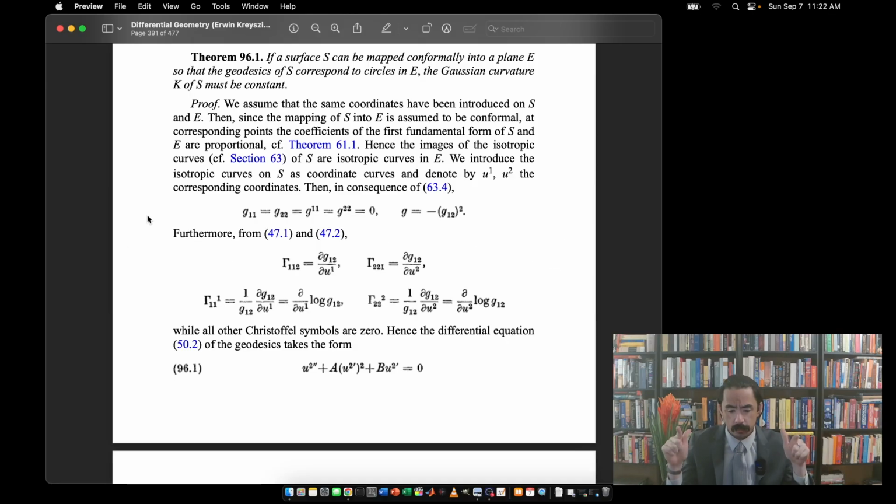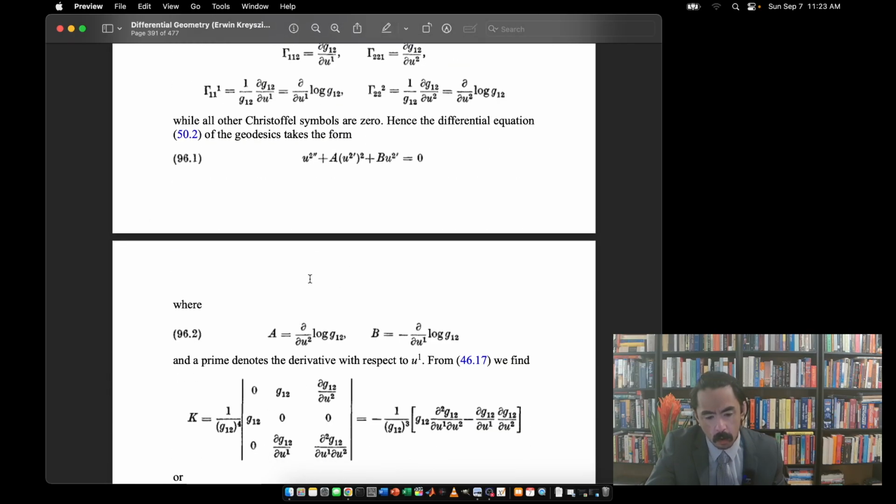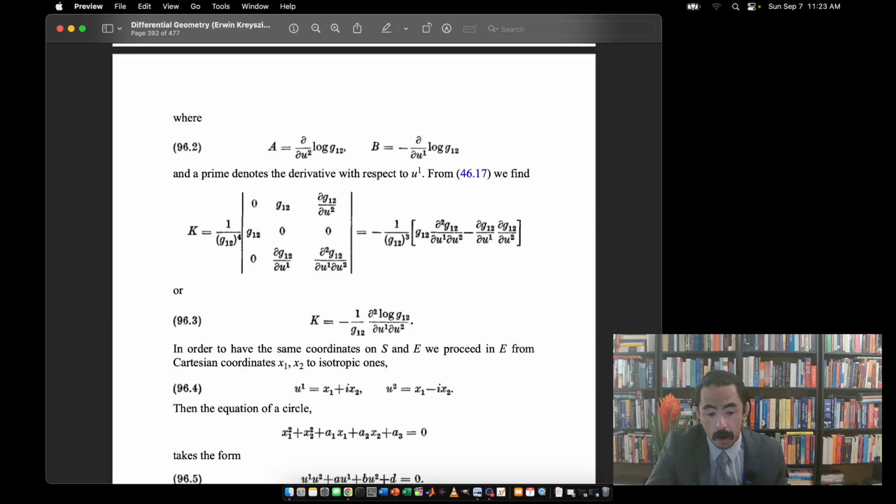That differential equation of geodesics, back in section 96, takes the form u2 double prime plus capital A times the square of u2 prime plus capital B times u2 prime equals 0, where capital A is equal to the partial with respect to u2 of the logarithm of g sub 12, and capital B is equal to the negative partial derivative with respect to u1 of the logarithm of g sub 12, and prime denotes the derivative with respect to u1.